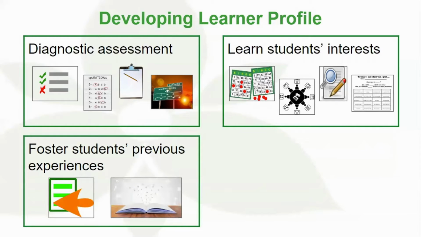By fostering students' previous experiences, educators can build upon what students have already learned to help them move forward. For example, having students brainstorm or complete le tableau SVA, KWL chart at the beginning of a task can help determine what students already know and have learned. The students can use simple sentences, words, or images to express their ideas.